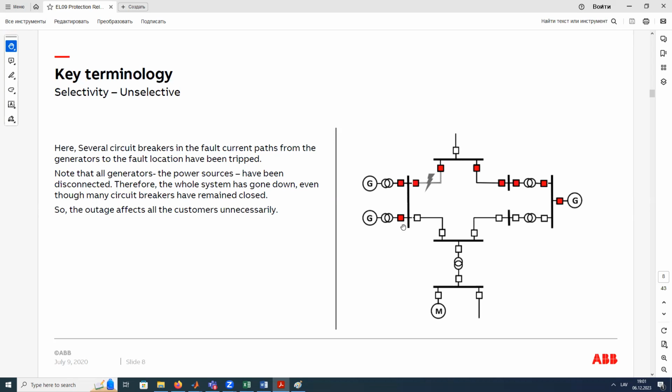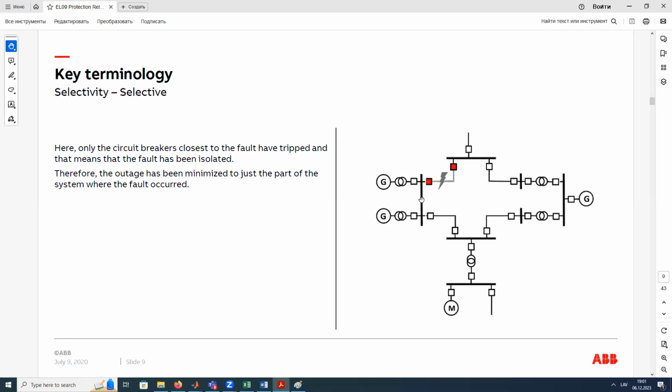Because if we disconnect all these breakers, the power breakers that are red, we lose everything. This is written here. We lose this power network because we disconnect all the sources of electricity. This is a bad situation, so we don't need to make such a protection. That's why the question is how we can tell a relay which one should operate first, which ones should operate second, and so on.